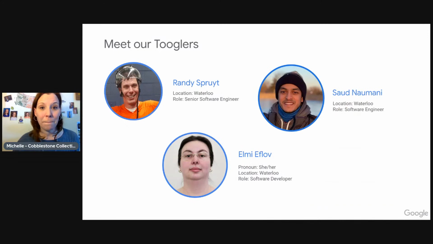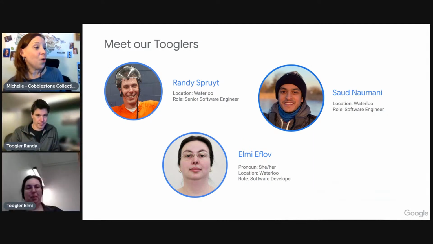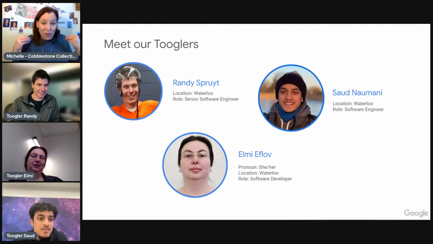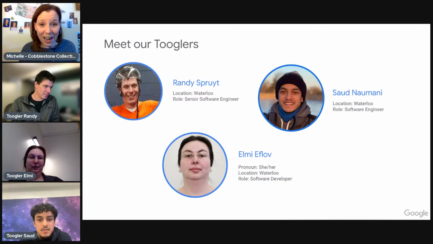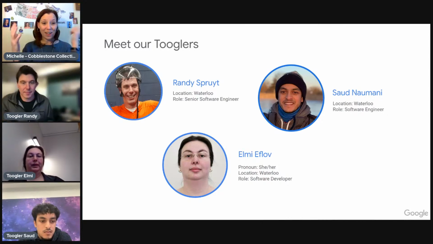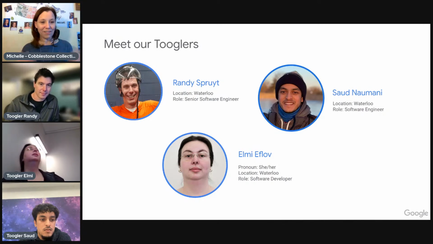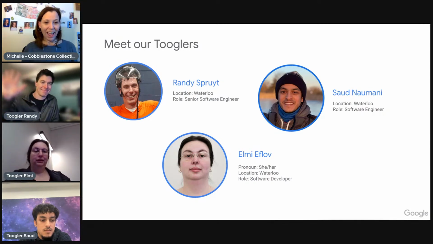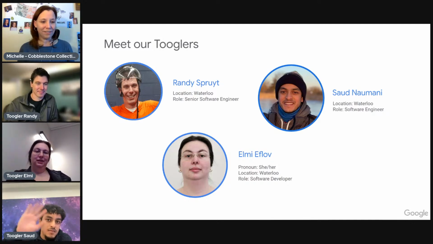We need to meet our Tooglers. No one let us know what a Toogler was. Oh, yes, you do. Muhammad, you knew. They are who help us teach coding. These guys are volunteering their time to teach you guys. So they are Googlers who teach, and they are here with us. So Randy, give us a wave. And Elmi, give us a wave. And Saud, give us a wave.